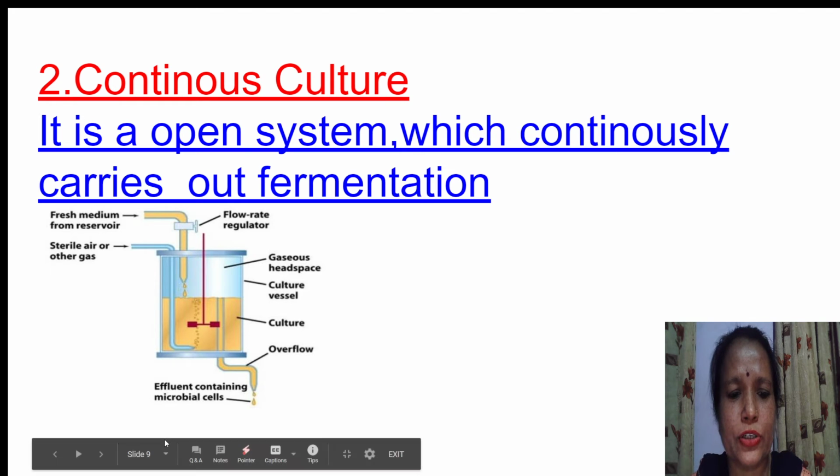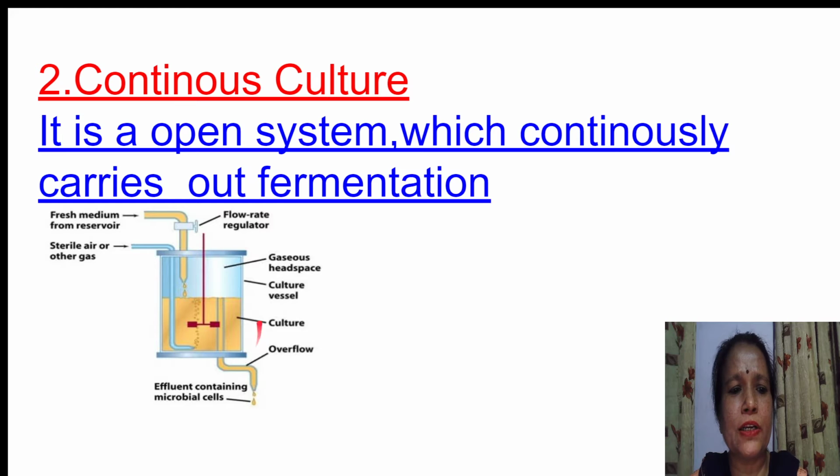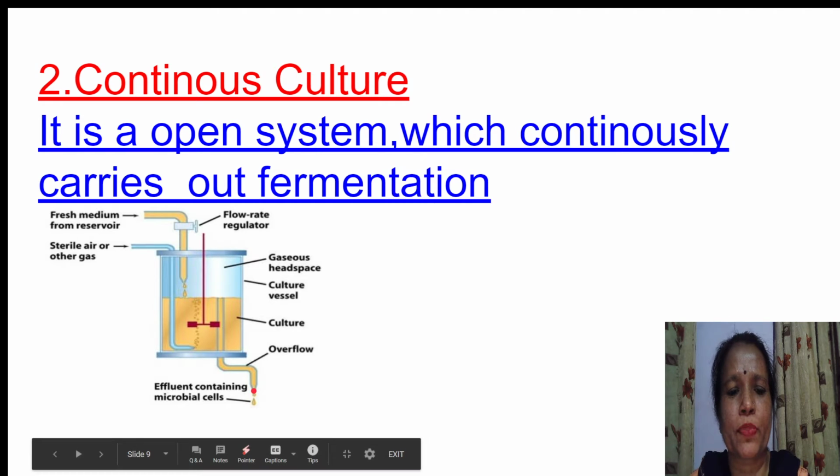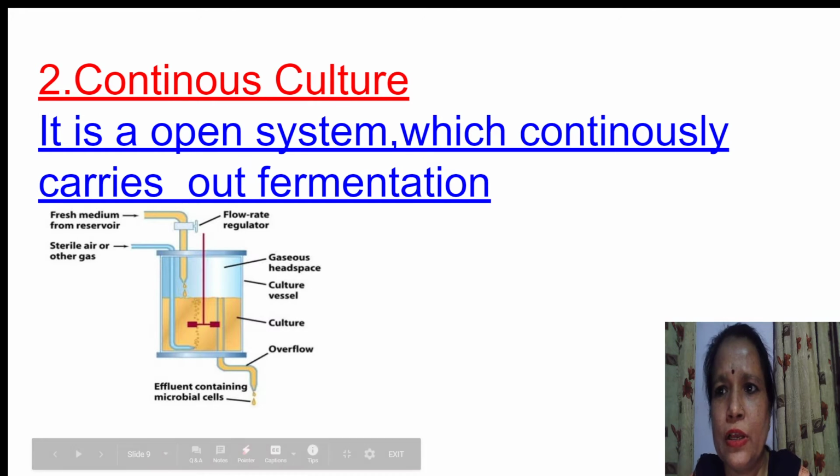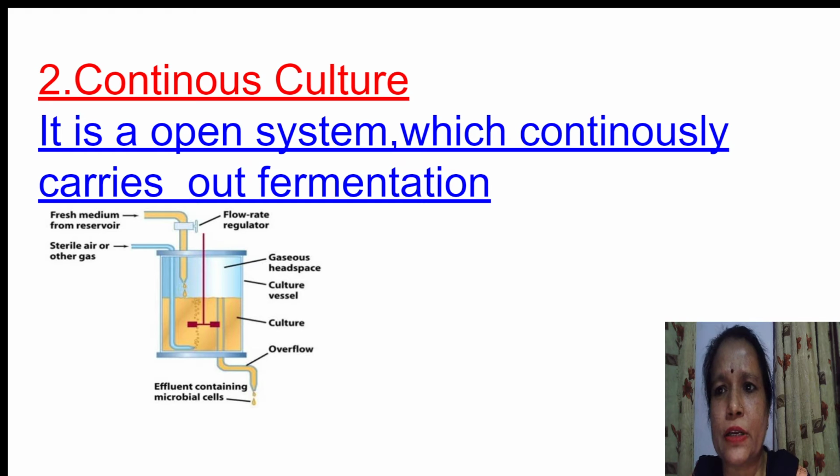taken out continuously. As a result, these microorganisms in it remain in a physiologically active state, and they are regularly getting the required nutrients. As a result, the products will be obtained from here, and this type of culture is known as continuous culture, and the microorganisms are in the exponential phase.